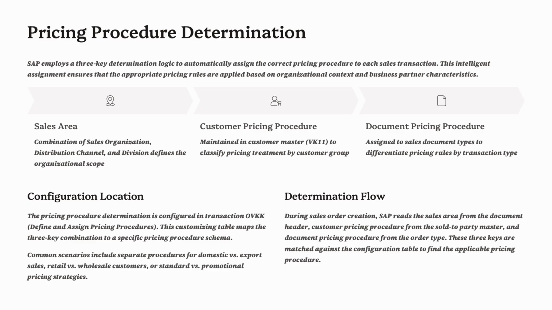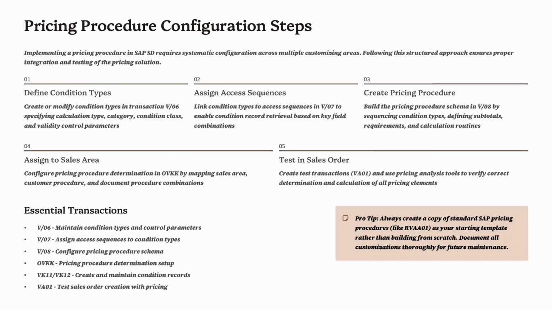Why is this important in real projects? Because most pricing errors happen when the customer pricing procedure is missing, the document pricing procedure is incorrect, the wrong sales area is used, or the pricing procedure is not assigned in customizing. So when pricing does not appear in a sales order, the first place you check is pricing procedure determination. Once SAP finds the correct pricing procedure, it loads the full pricing logic we discussed earlier.